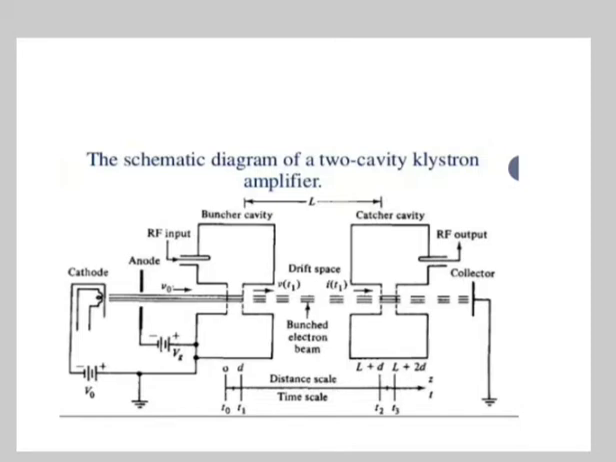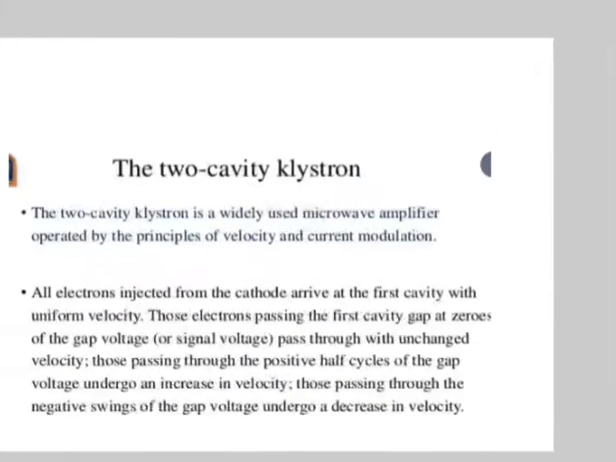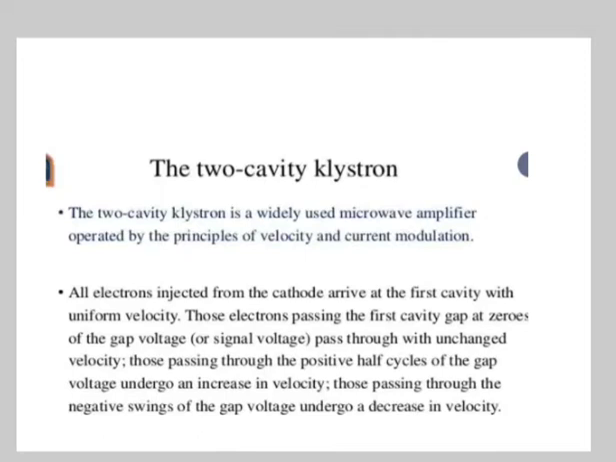The schematic diagram of the two cavity klystron amplifier is given here. The two cavity klystron is widely used as a microwave amplifier, operated by the principles of velocity and current modulation. All the electrons injected from the cathode arrive at the first cavity with uniform velocity.